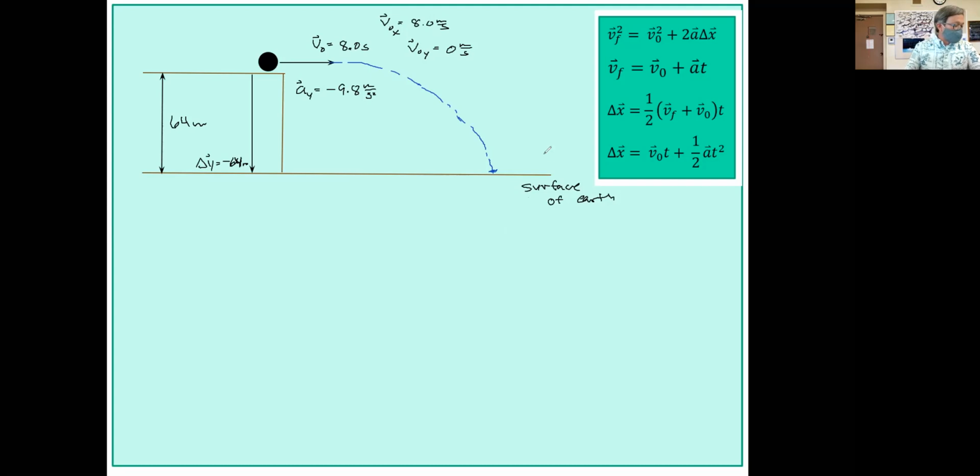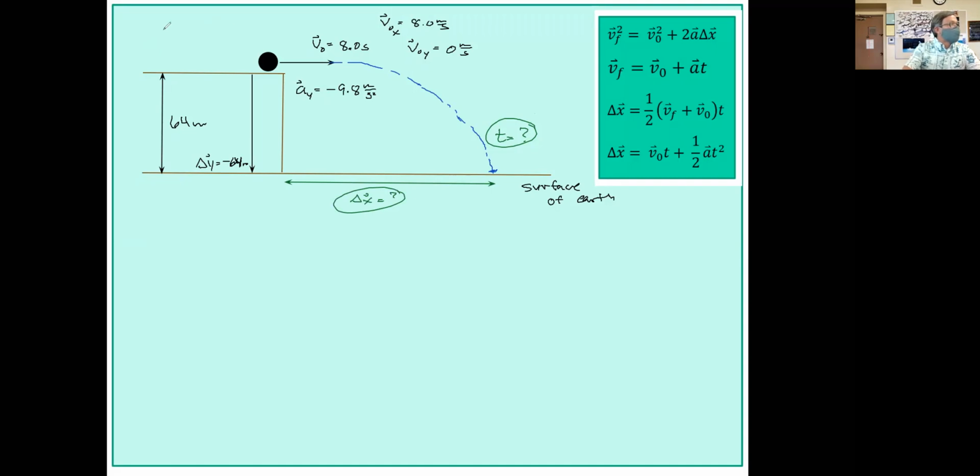So they ask us, first of all, to find the time it takes to fall down to the surface of the earth. And they are also asking us to find the range, how far away from the cliff it falls. That's the range, which is going to be our delta x, and that's what we're going to be solving for as well. Okay, so make sure you keep that in mind. Let's go ahead and solve for time.